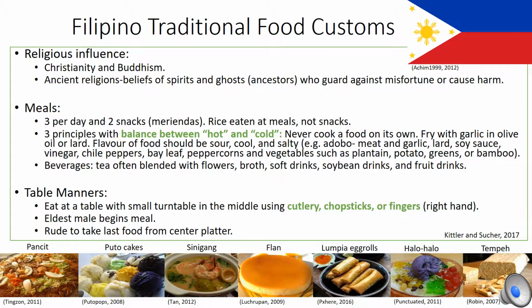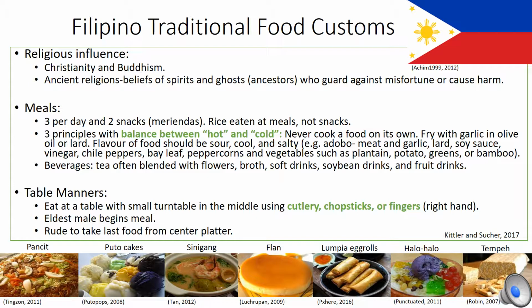There are 3 principles with balance between hot and cold. Never cook a food on its own. Fry with garlic in olive oil or lard. And the flavor of food should be sour, cool, and salty. For example, adobo consists of meat and garlic, lard, soy sauce, vinegar, chili peppers, and bay leaf, peppercorns, and vegetables such as plantain, potato, greens, or bamboo.